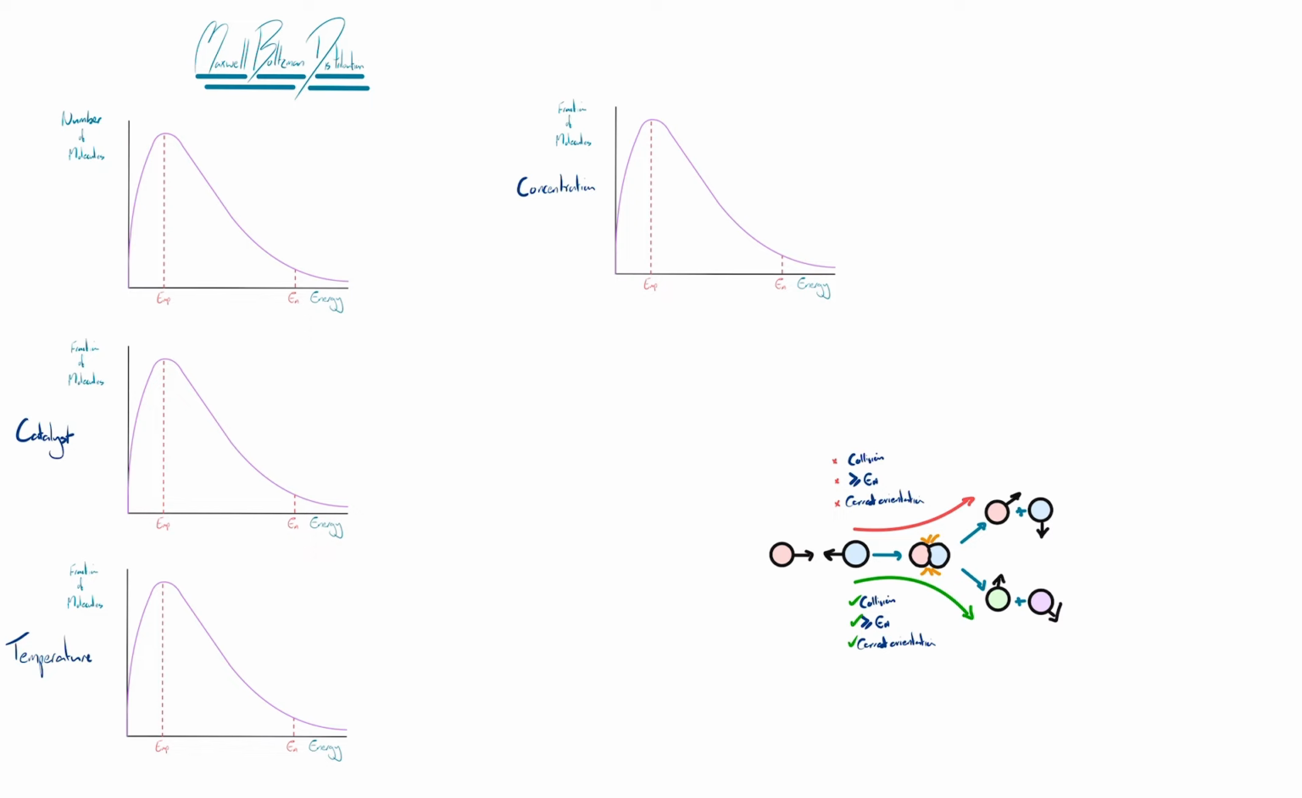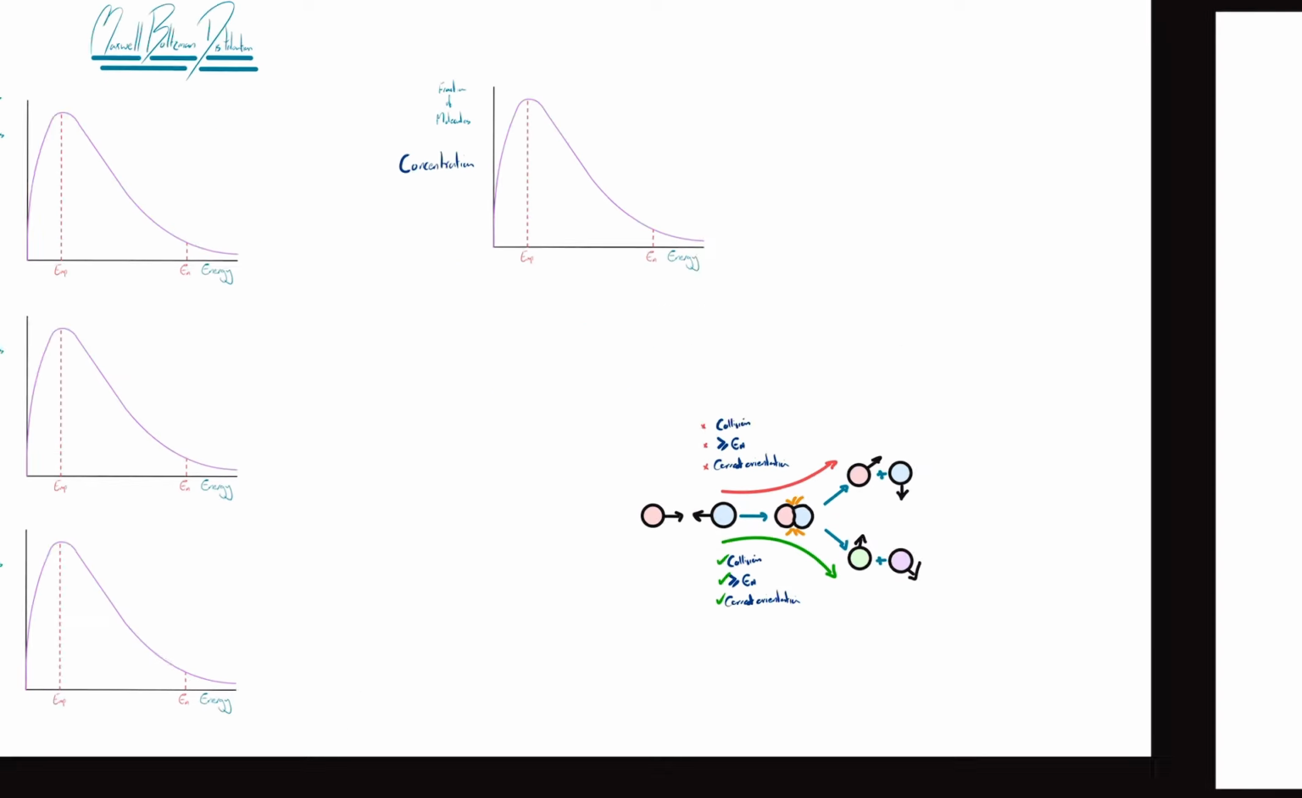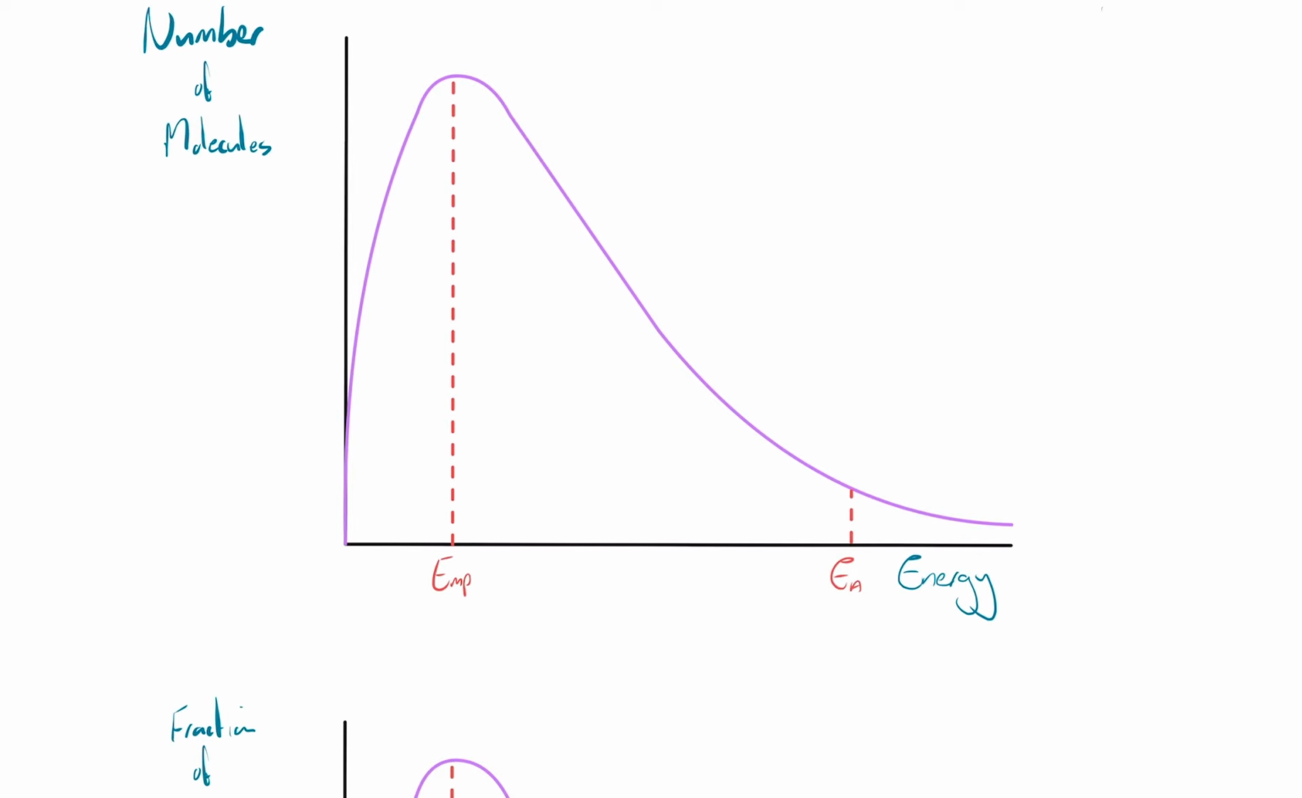Let's get into it. So remember, in order for a reaction to happen, we need three things. We need a collision, we need activation energy, we need correct orientation. If any of those things don't happen, no reaction takes place. If all three of those things happen, then a reaction does take place. That's our idea around collision theory. And Maxwell Boltzmann distributions basically show us what proportion of the particles reacts.